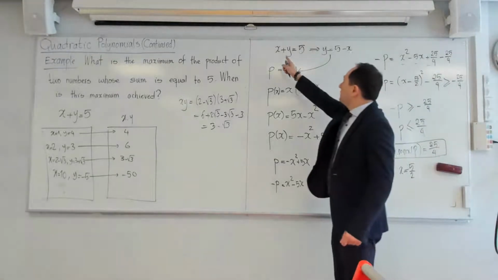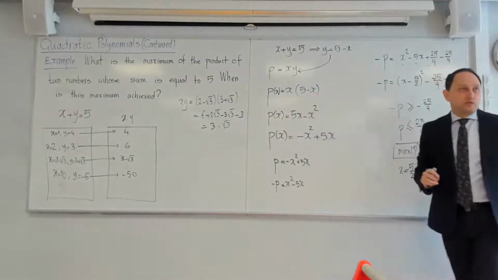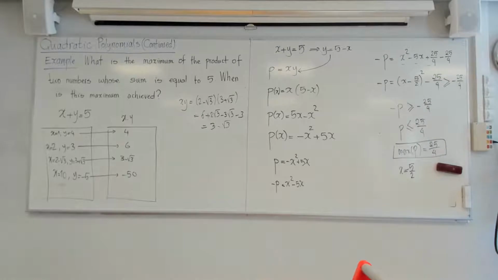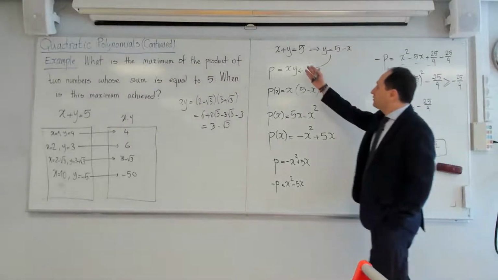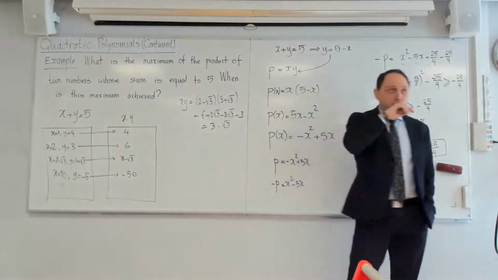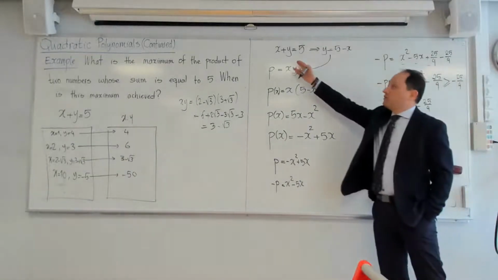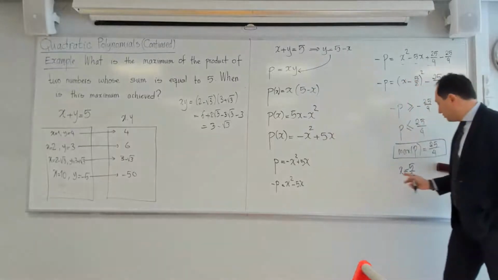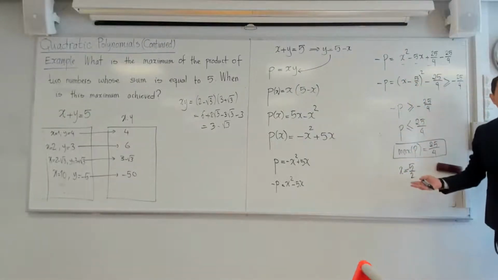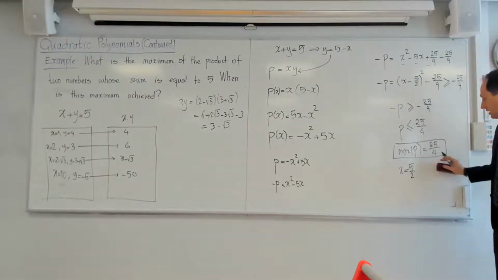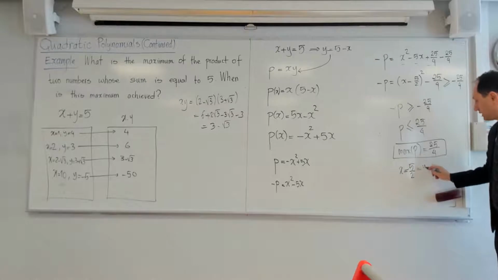The sum is supposed to be 5. When x is equal to 5 over 2, y has to be equal to what? So x is equal to 5 over 2. What is y then? y is 5 over 2 again. Yes? Because x plus y is supposed to be 5. One of them is 2.5. The other one has to be 2.5. So x equals this and y equals this.